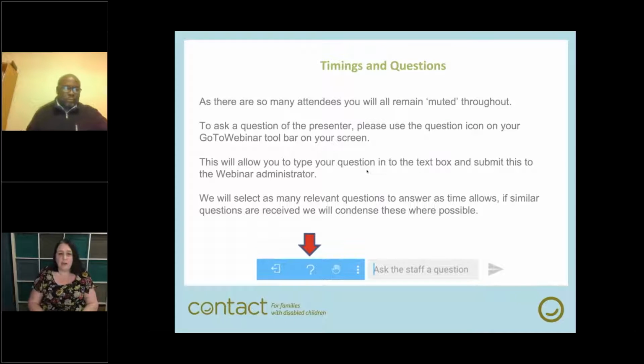If you do have any questions, then there is a question icon on your toolbar, which you'll see at the bottom of this slide. If you click on that, then you'll be able to type a question in and we will see it as presenters, and also the lovely Helen from Contact, who is doing all the technical bits, and Sue will be able to help and answer those questions as we move through.